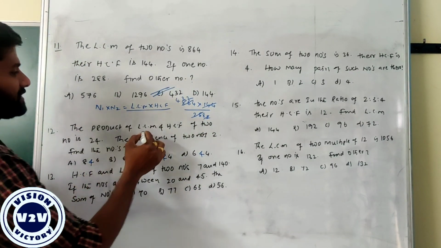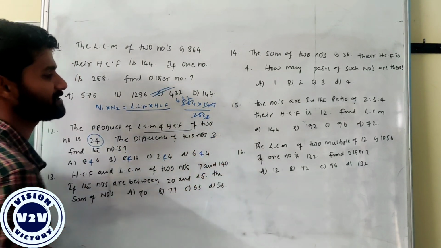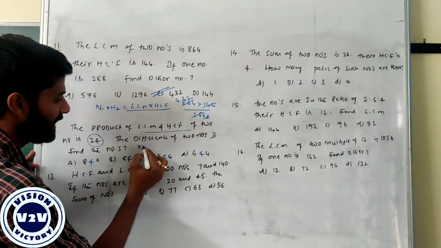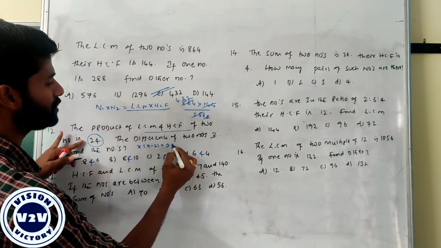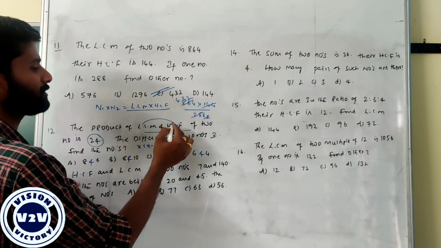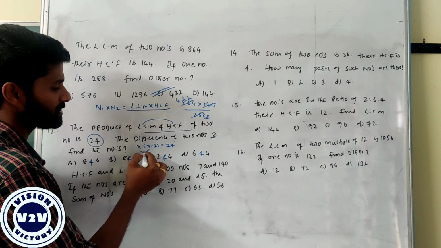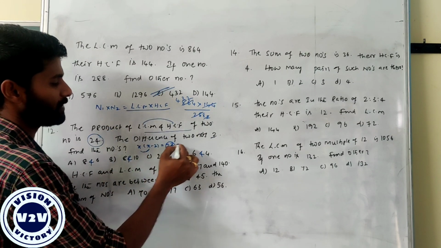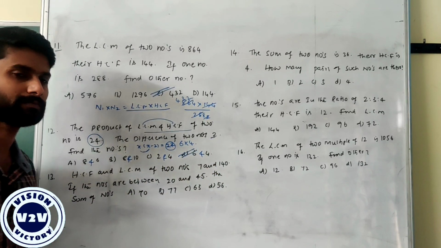In the same way, the product value is already given. See, 24. The difference between two numbers is 2. If you want the equation, x into x minus 2 is exactly equal to the product value 24. Why? Because directly they gave the product of LCM and HCF. We want consecutive multiples with a difference of 2. So 24 can be written as 6 into 4. So these two numbers are 6 and 4.